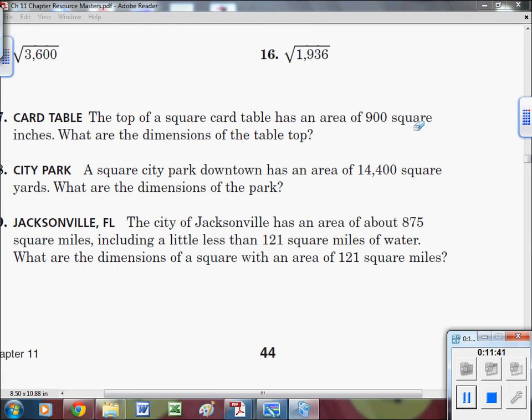The top of a square card table has an area of 900 square inches. What are the dimensions of the table? Meaning that's the area of the square, so we're going to have to square root that. Well, hey, you know the square root of 9 is 3. This has 2 more zeros, so that means 30. So 30 times 30, is that 900? Oh, it totally is. So that means 30 inches. That's how long and wide this table is. So you could say 30 inches by 30 inches. That's the dimensions of that card table.